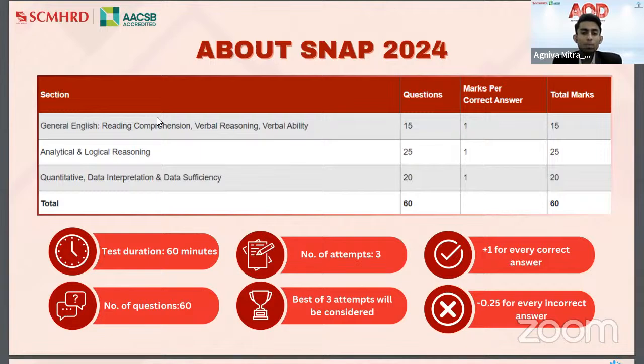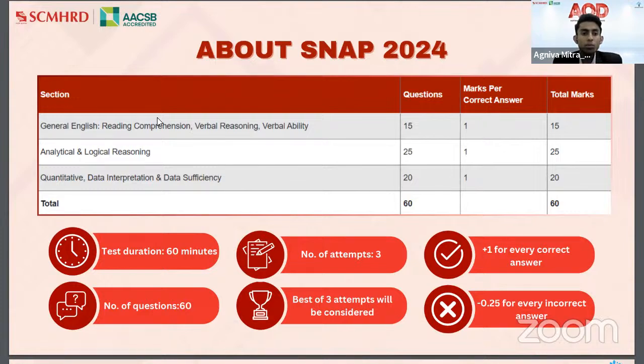Yeah. So talking about the SNAP exam, there are 3 sections that come in this particular exam. The first is the general English section, in which there will be 15 questions. Then there is the analytical and logical reasoning part, which consists of 25 questions. After that, we have the quant section, the quant's data interpretation and data sufficiency part, which consists of 20 questions. Now, please note that this brings the total to 60 questions and you only get 60 minutes to answer these questions. So you roughly get about a minute to answer per question.